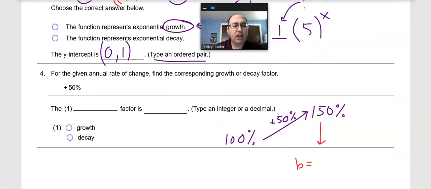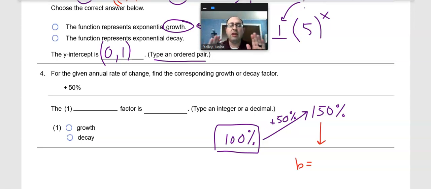Now, how do you handle changes? How do you find growth factors when you just say, hey, something's going up by 50%? One thing I have to encourage you to understand is that we always start with 100%. No matter how much we are given, whether it's $5 or 5,000 buffalo, it's always 100% of the starting amount. But in terms of percentages, it's always starting at 100%.